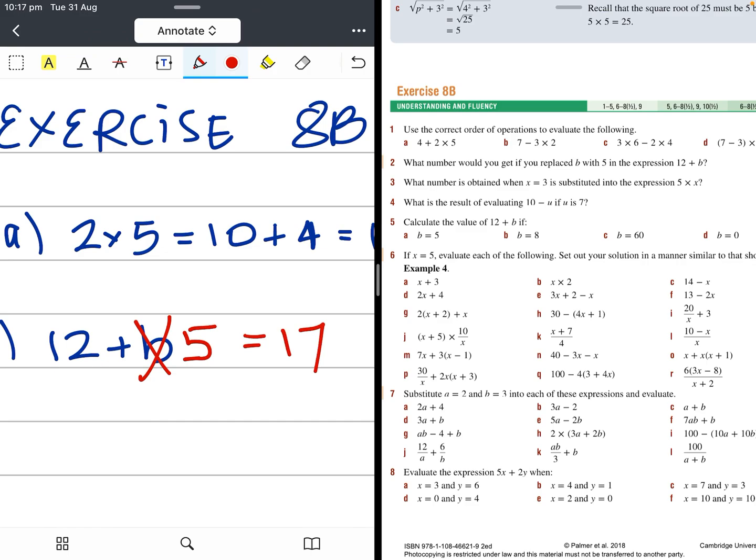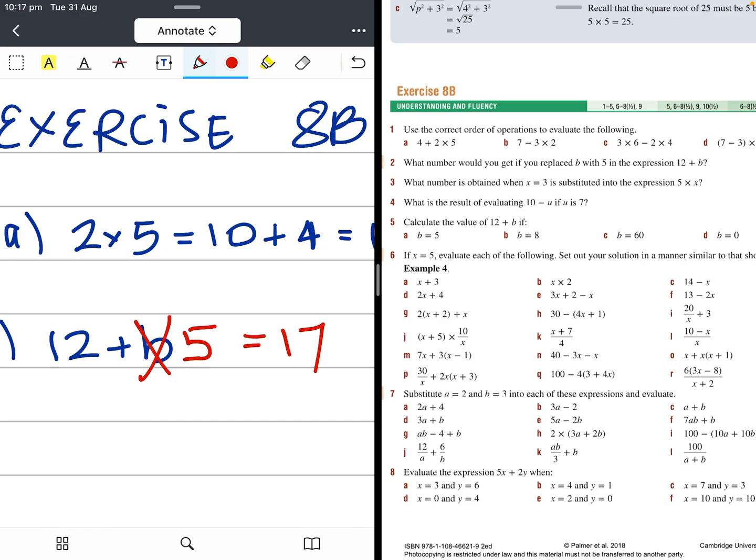Now question 3, I'll read it to you, but I want you to try it on your own. It says, what number is obtained when x equals 3 is substituted into the expression? So you're going to replace the x in 5 times x with a 3. All right, there should be no x's left, and your answer should be a number. Have a go at that one on your own. And what is the result of evaluating 10, take away u, if u is 7? So again, replace the u with a 7 and do 10, take away 7. You can write that answer down on your own.